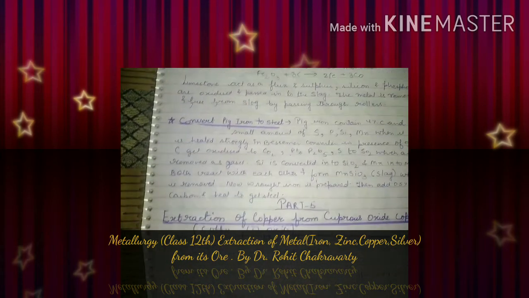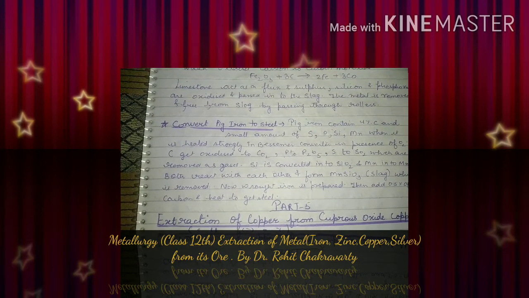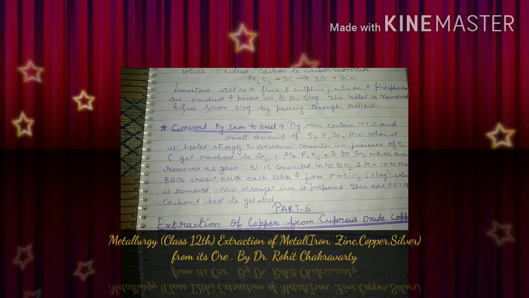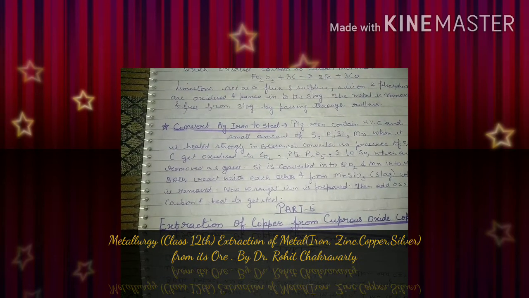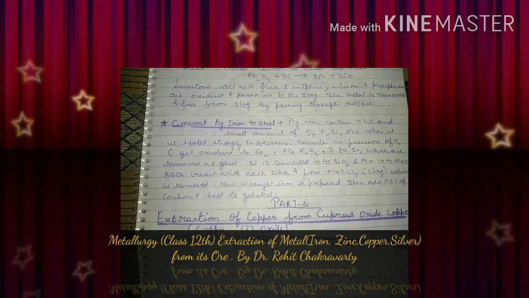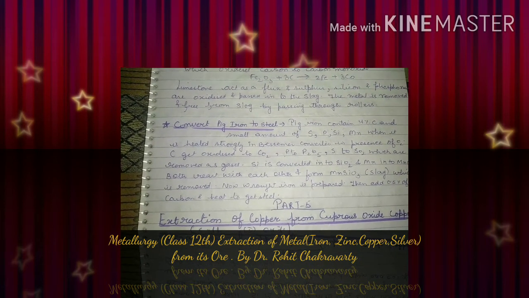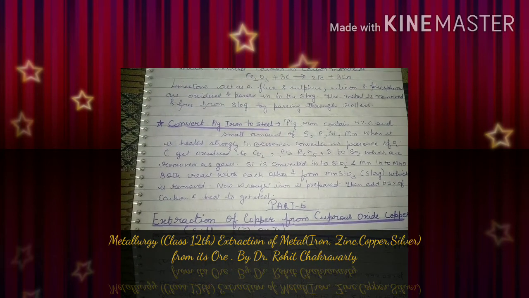Now the process for the conversion of pig iron into steel. Pig iron contains 4% of carbon and small amounts of sulfur, phosphorus, silicon and manganese. When it is heated strongly in a Bessemer converter in the presence of oxygen, carbon gets oxidized to carbon dioxide, phosphorus to phosphorus pentoxide and sulfur to sulfur dioxide, which are removed as gases.